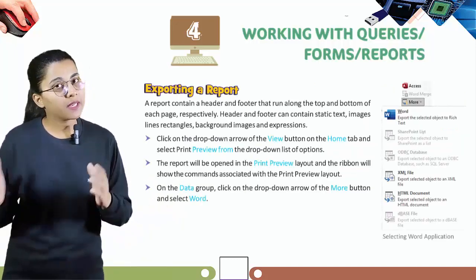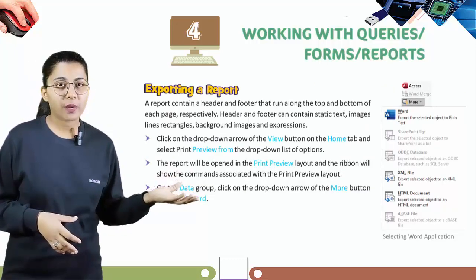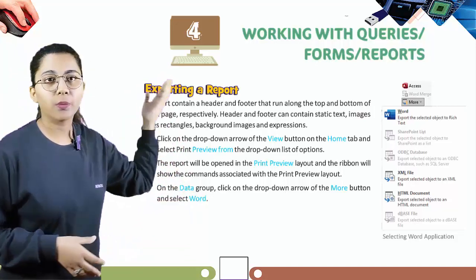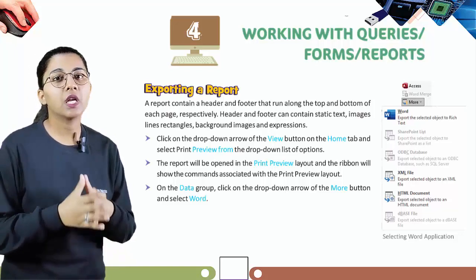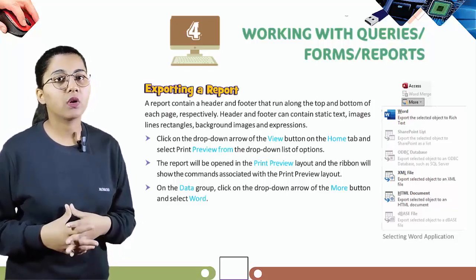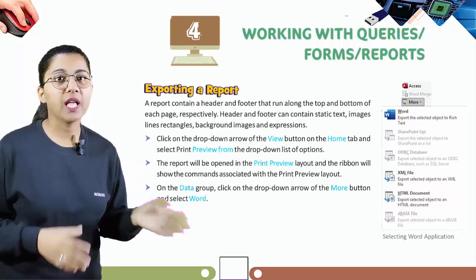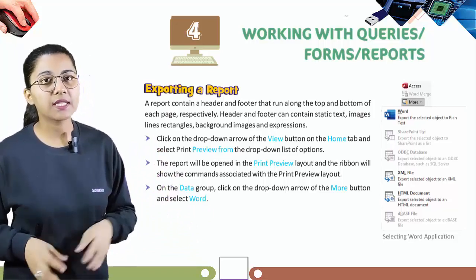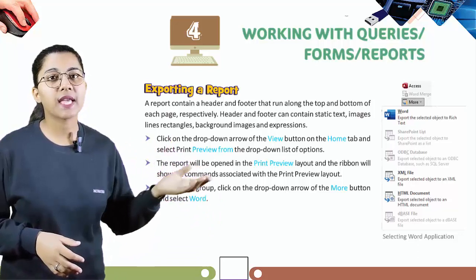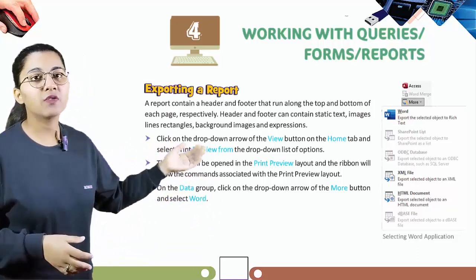Now students, our next and last topic of this chapter is exporting a report. A report contains a header and footer that run along the top and bottom of each page respectively. Header and footer can contain static text, images, lines, rectangles, background images and expressions. Here we have some points.